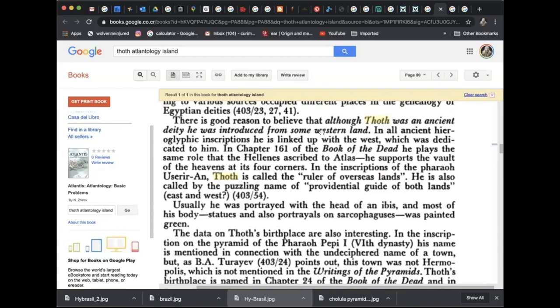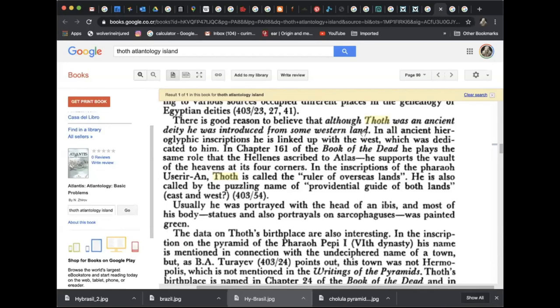All right, he came from a Western land. Remember, he said he came from Atlantis himself in the Emerald Tablets. In all ancient hieroglyphic inscriptions, he is linked up with the West. Did you know that? All the hieroglyphics, all the Book of the Dead and everything regarding his story always links him with the West, that he was coming from the West. Did you know that? Do you even read any hieroglyphics? Do you know the history?